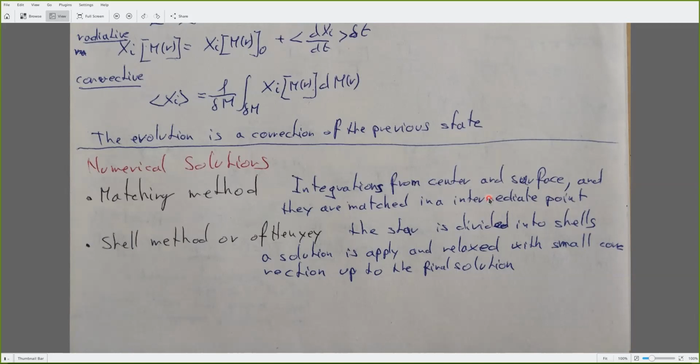We need to do calculation. Not having an analytic solution would have been fantastic, because you would have the formula, you just put the value inside, and you get it. Instead, we have a differential equation, and we have to do the calculation by numbers.